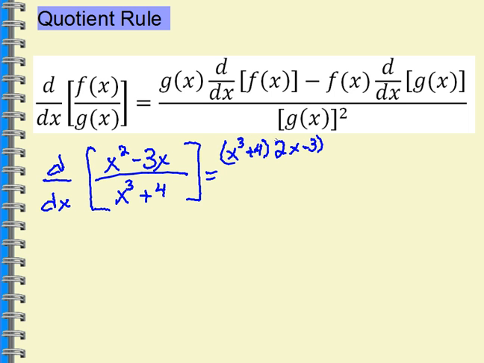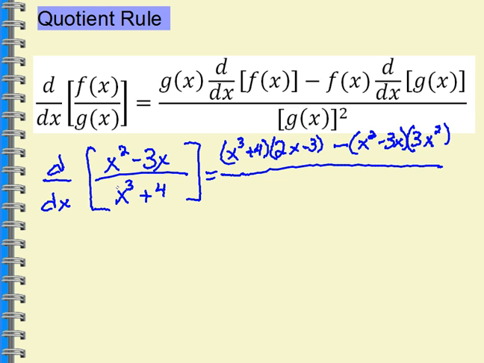Now, once again, let's review. Where do we get the 2x minus 3? 2 comes down as a coefficient, decrease the power by 1, so that gives us just an x. We keep the coefficient of negative 3, decrease the power by 1, get a 0, so we're just left with a 3. And then we want to subtract the numerator function, which is x squared minus 3x, and we want to multiply by the derivative of the bottom. That's going to give us a 3x squared. Now, what happened to the 4? Derivative of a constant is gone. It's 0.